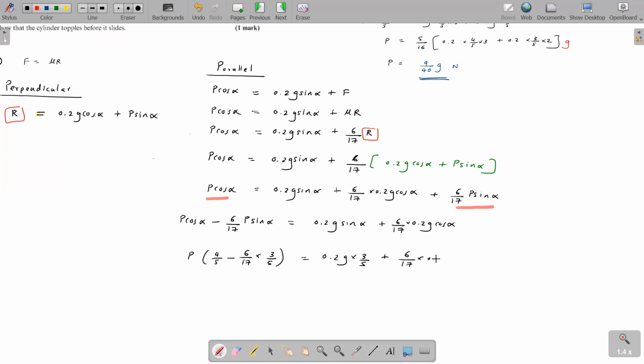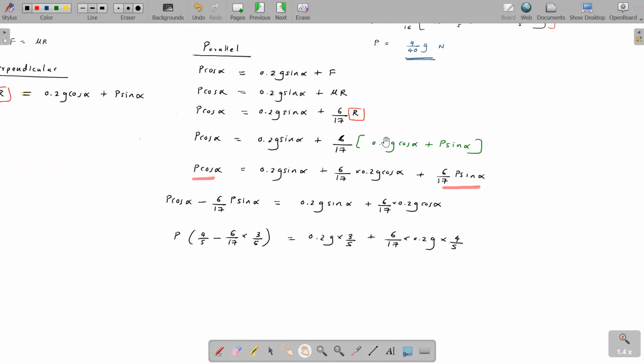Maybe you don't have to give the G value. Cos alpha is 4 over 5, right? So you can input the G at the very end. So P equals 0.2 into 3 over 5 plus 6 over 17 into 0.2 into 4 over 5. I've taken the G out, okay? Divided by 4 over 5 minus 6 over 17 into 3 over 5.